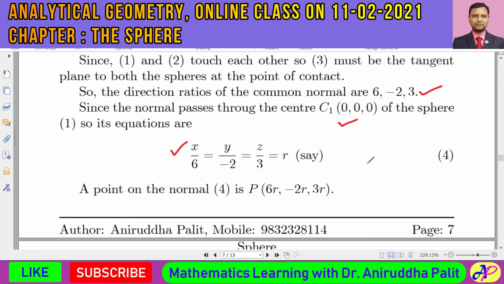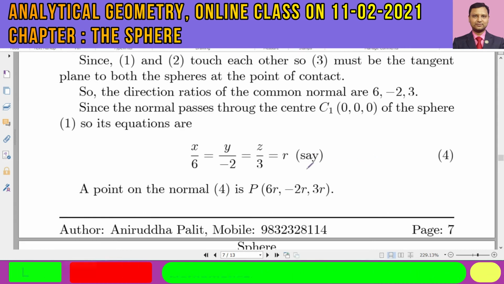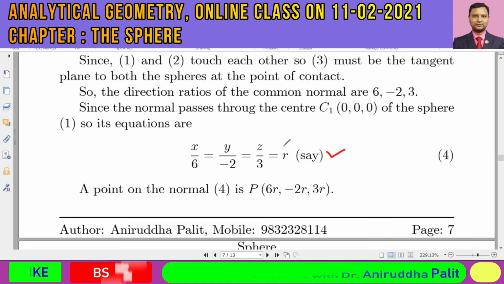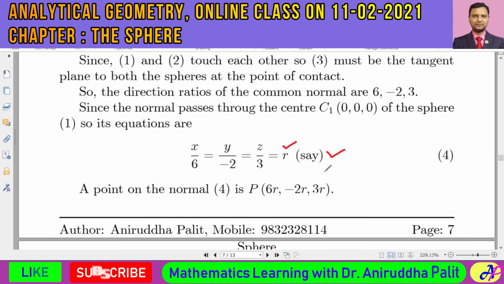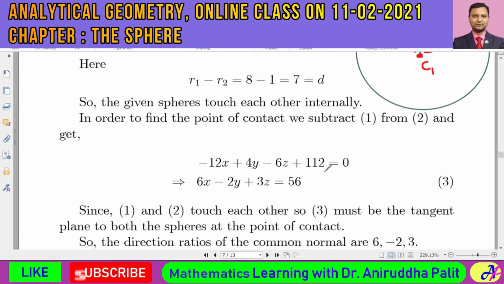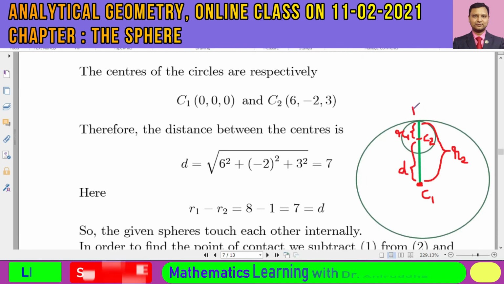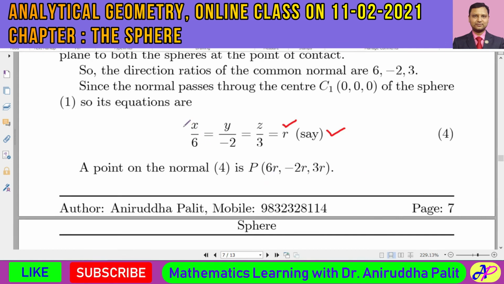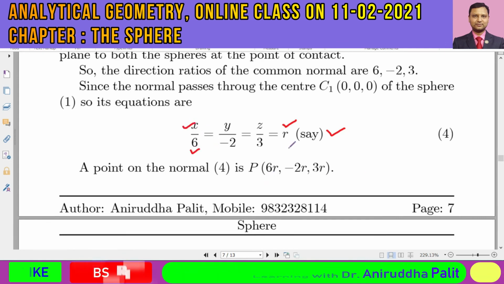And on this normal we consider any point. Let us call this ratio equal to r, and then any point P on this normal can be written in this way: x would be equal to 6 into r.